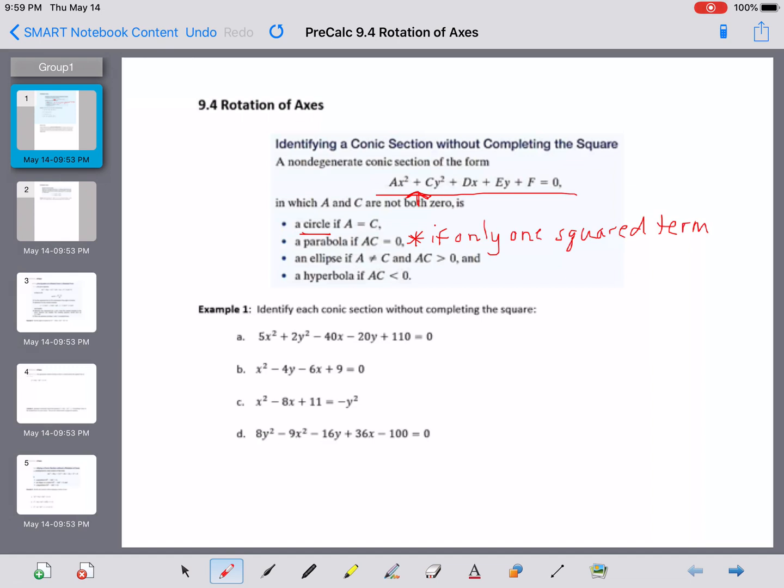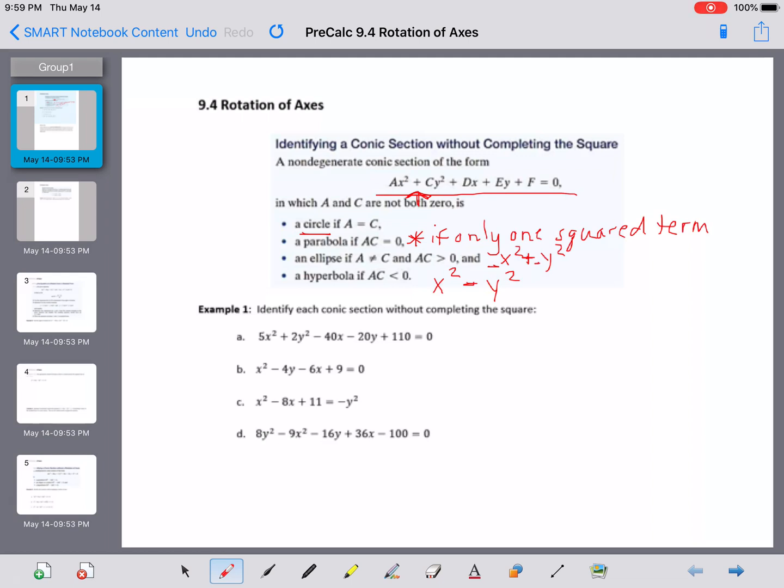You have an ellipse if A does not equal C, but A times C is greater than 0. So basically between your x squared and y squared, if it's a plus, but your numbers in front of them are different, then you're going to have an ellipse. If A times C is less than 0, so basically if you have an x squared minus a y squared, or don't forget, it could be a y squared minus an x squared. If there's the minus between them, and by the way, the numbers can be the same or different, then you're going to get the hyperbola.